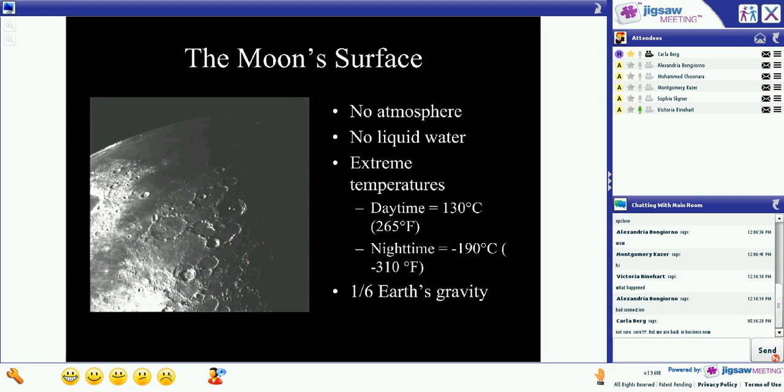The moon's atmosphere, well, the moon's surface. Sorry about that. Number 1, no atmosphere. Number 2, no liquid water. Number 3, extreme temperatures. Daytime is 130 degrees Celsius, but 265 degrees Fahrenheit. Nighttime is 190 Celsius, and for Fahrenheit it is 310. And number 4, the moon has 1/6 of the Earth's gravity.